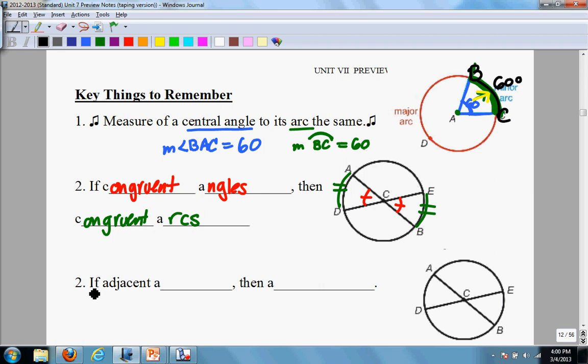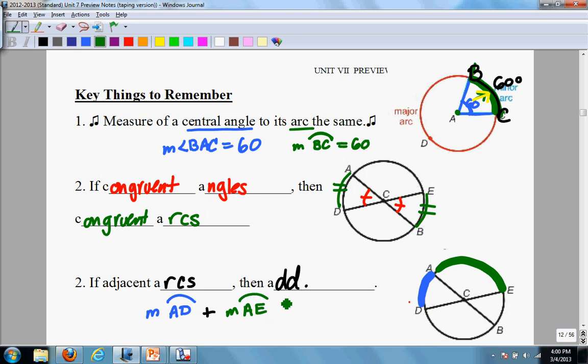Last one's a real simple concept. If you have adjacent arcs, then you can add them. I'll give you an example right here. We're going to use different colors. For example, I could say the measure of arc A to D. So I have the measure of arc A to D and the measure of arc A to E.